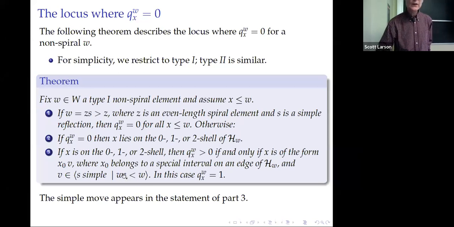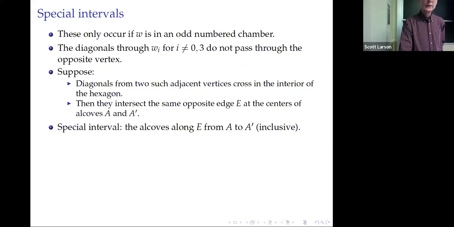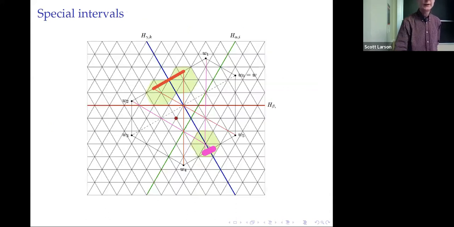And so I'll show you a picture which will make this much clearer. Here, the simple move is actually appearing in this part, because here we're using the fact that these Q's are all the same when we hit it by reflections like this. So let me show the picture here. So what are the special intervals? These only occur if W is in an odd number chamber. So let me just show you the picture and not focus on this slide. So here's the picture. We're in an odd number chamber.